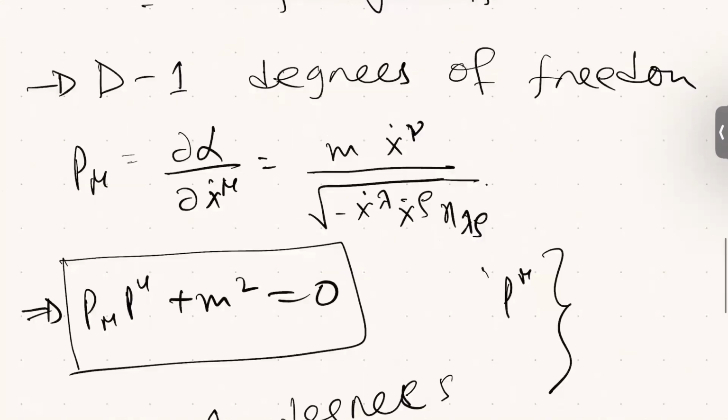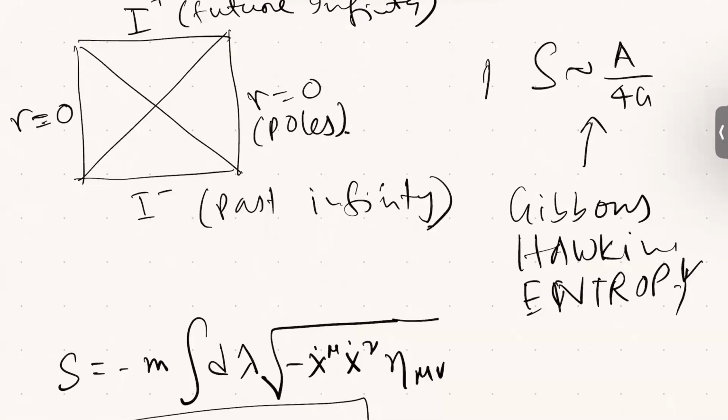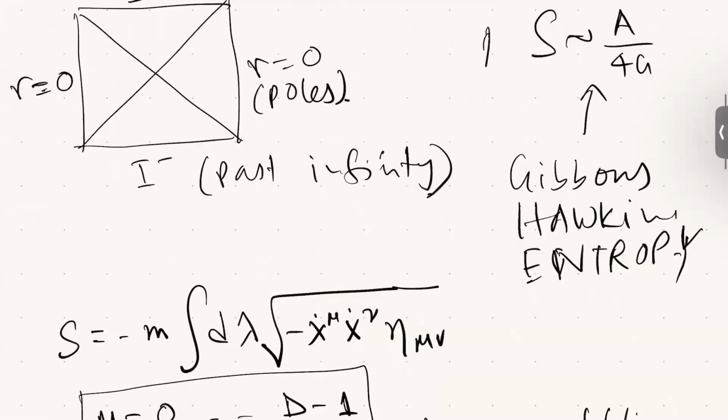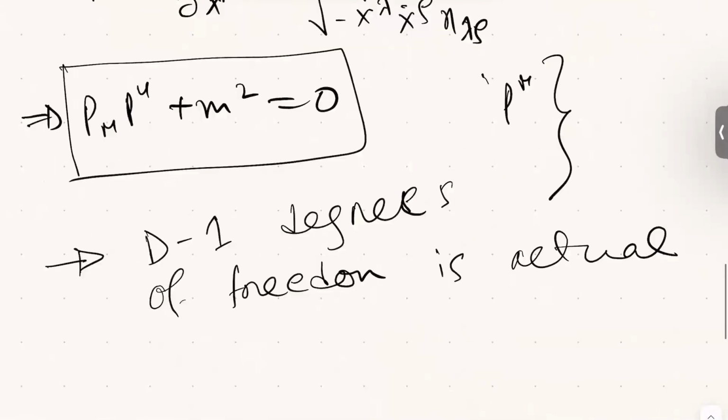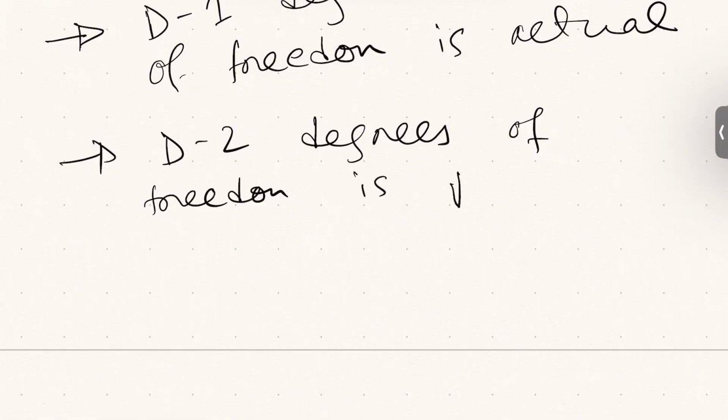So here we actually talked about a massive particle moving in the world line in a d-dimensional geometry. You can also do it with a massless particle, and I'm not doing that right now. In that case, you'll have d minus 2 degrees of freedom that are physical. For example, if you are in four-dimensional space and you take a photon, a photon has two degrees of freedom.